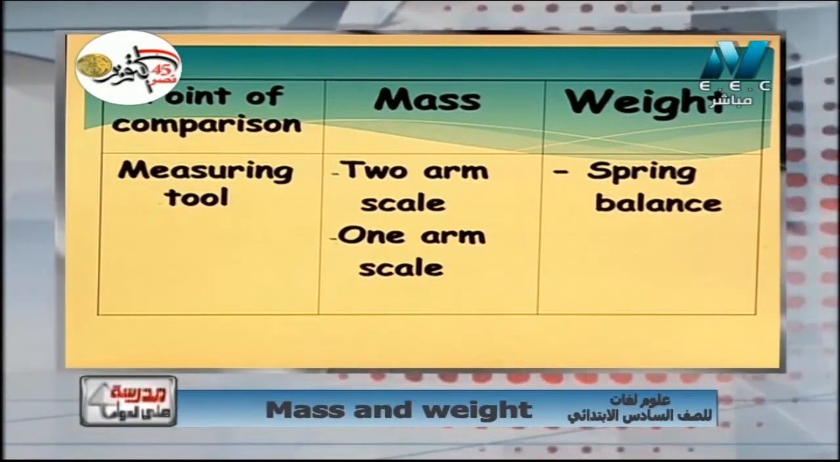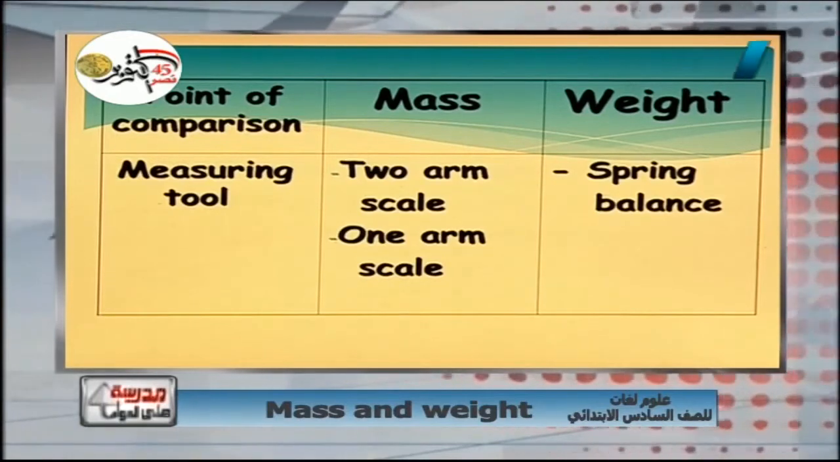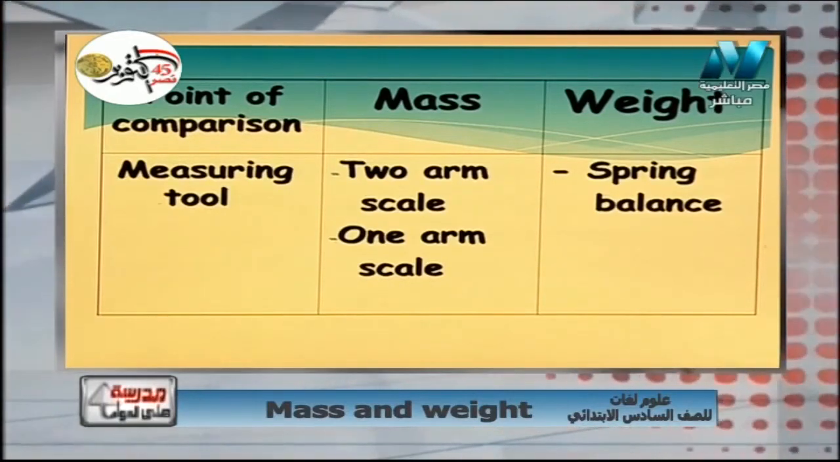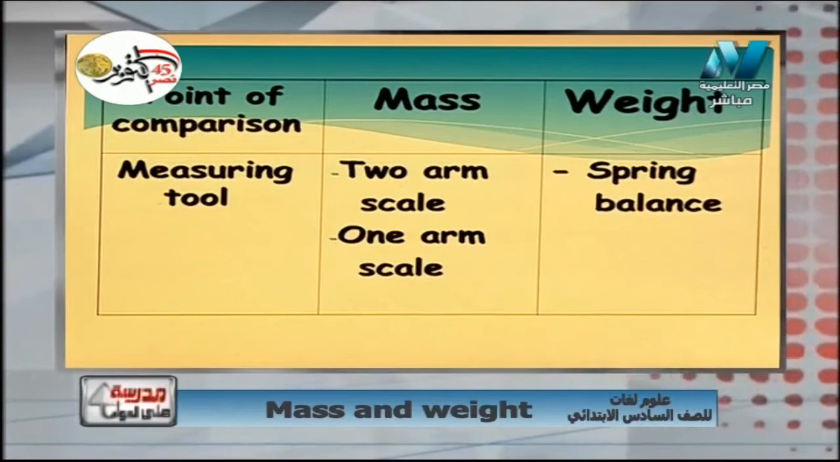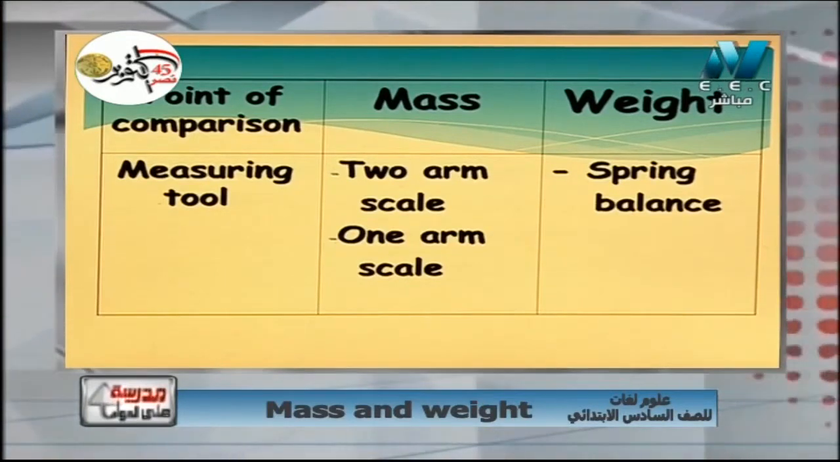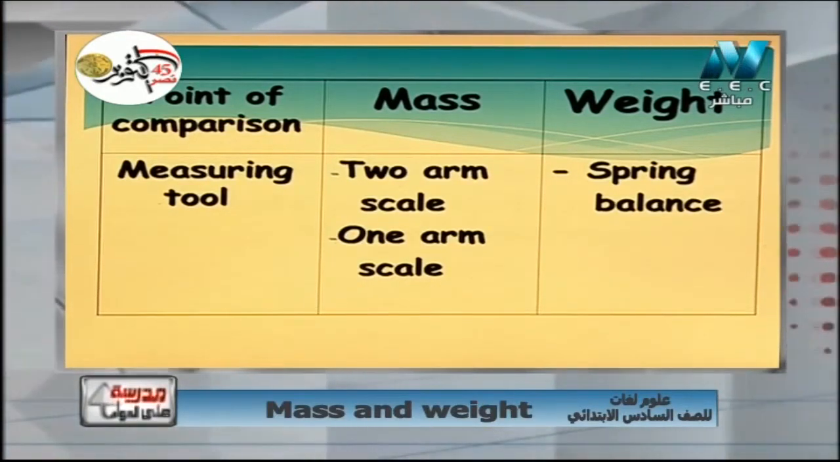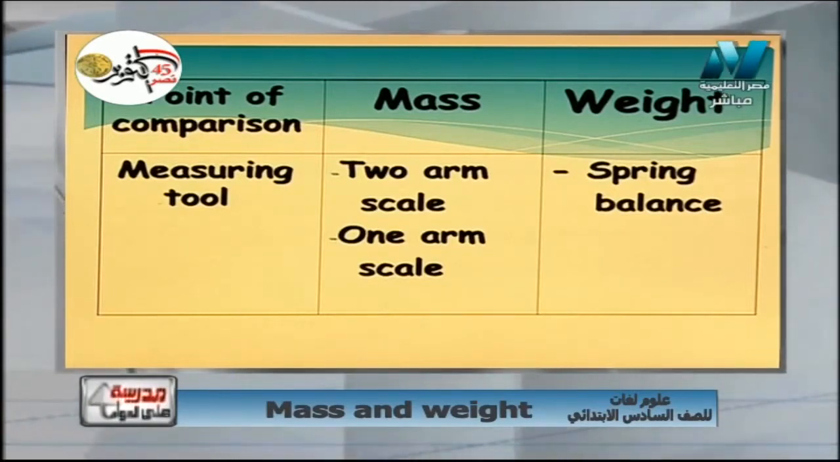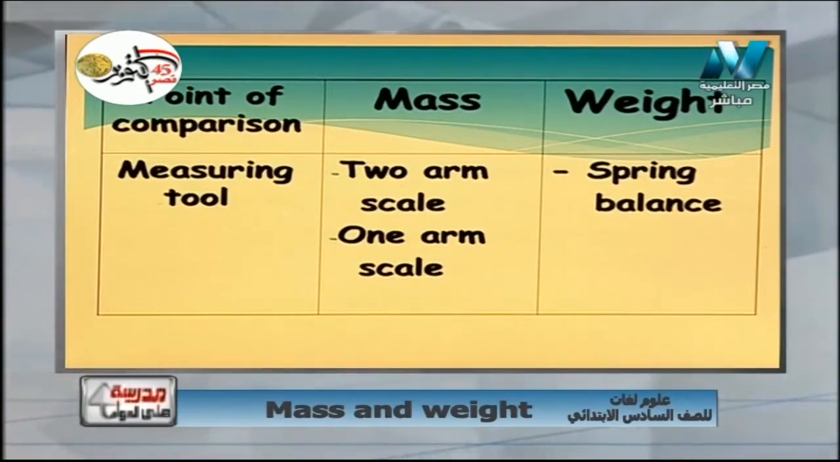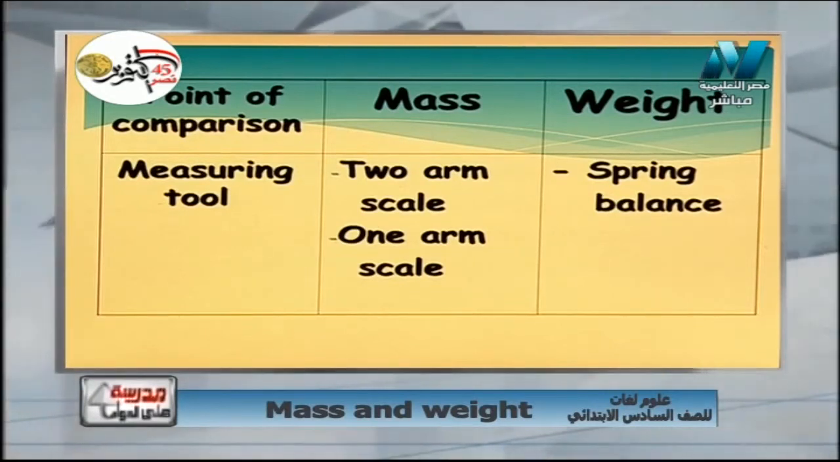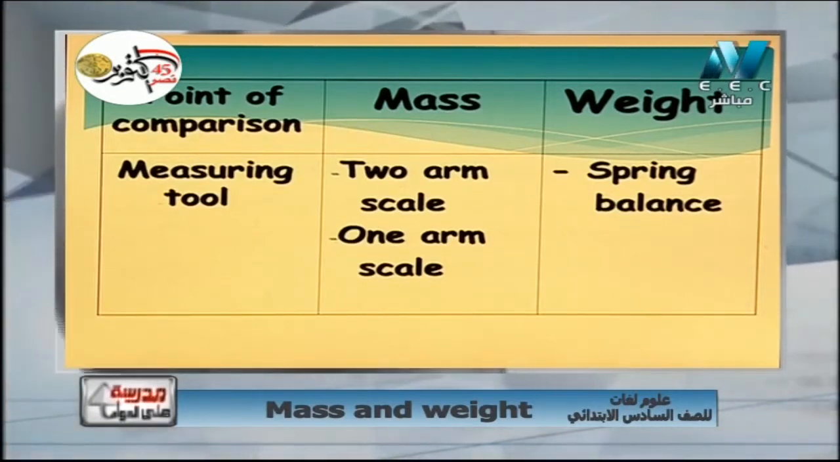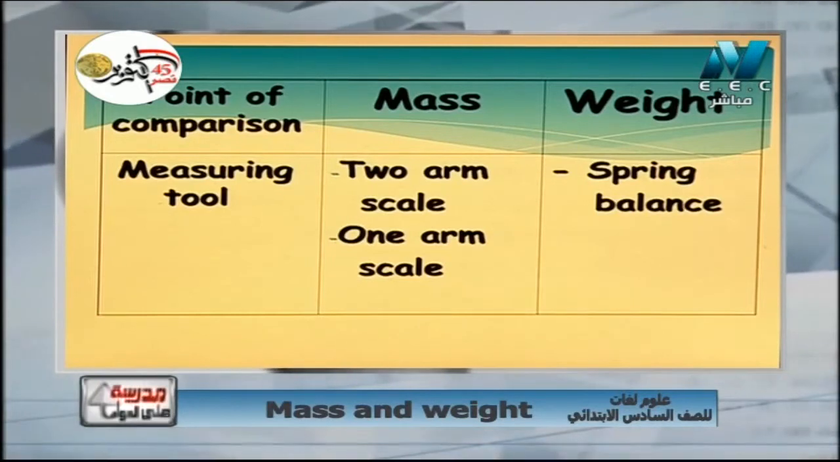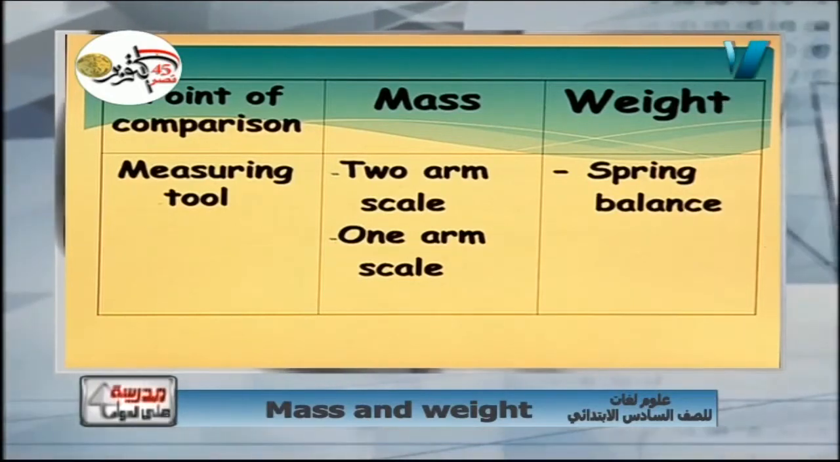Mass is measured by many devices such as 2-arm scale or 1-arm scale. We studied more than one example of them: 2-arm scale such as balance scale and also sensitive 2-arm scale. And also we have studied many examples of 1-arm scale such as digital scale and also 1-arm scale with a pointer.